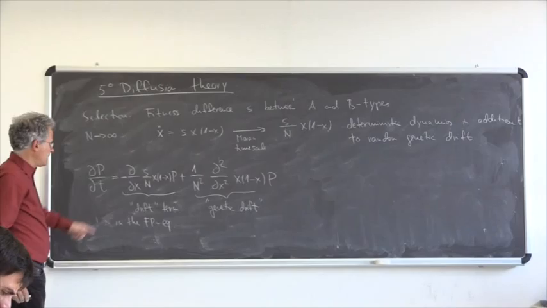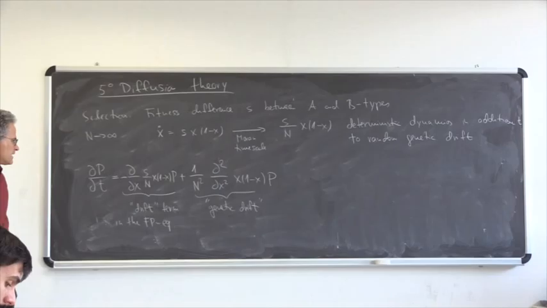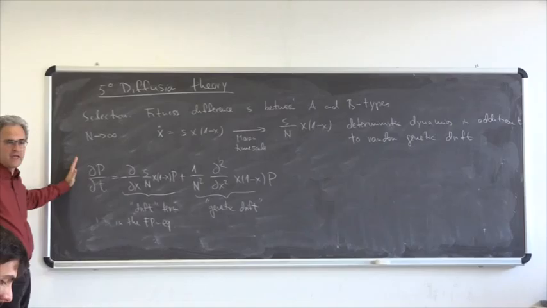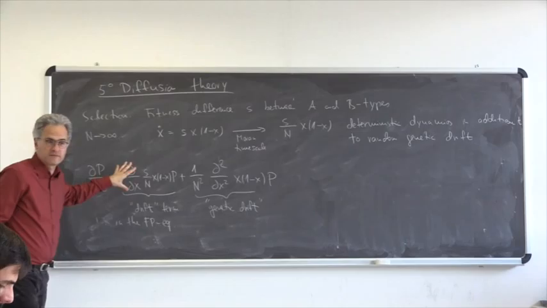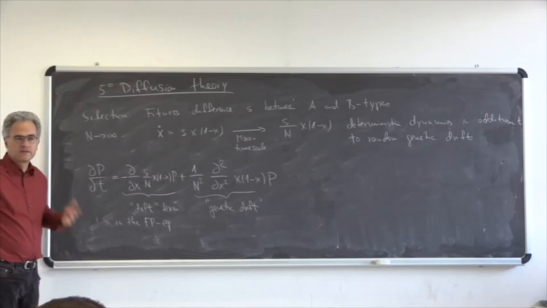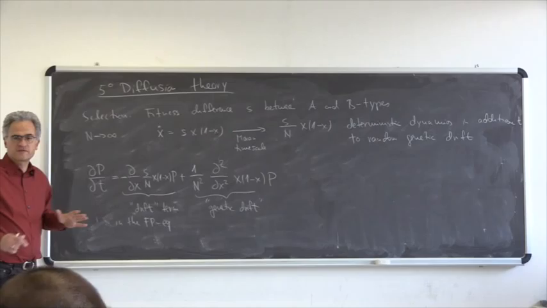And s is just the fitness difference between the A type and the B type. And what you can see from this equation, and this is very important, is that if you now make n very large, then this term will be much bigger than that term, because the selection term is 1 over n, the genetic drift term is 1 over n squared. So if you take the limit n going to infinity at fixed s, then genetic drift will be unimportant.